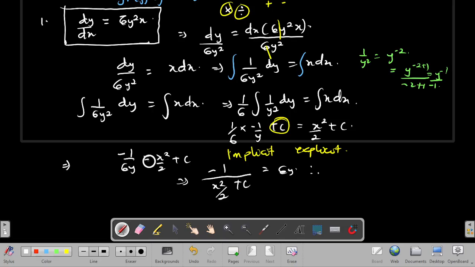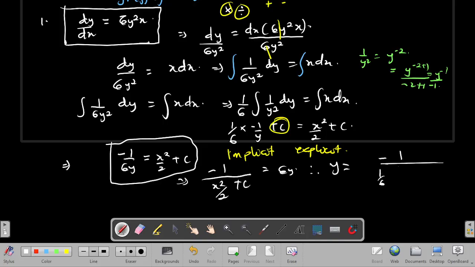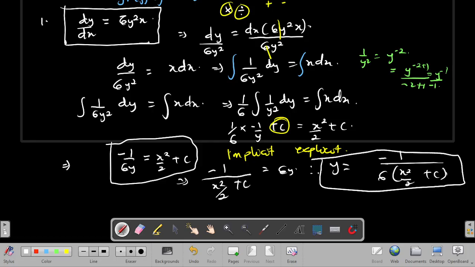But even at this point, it's enough for some problems. So therefore we can say that y is equal to negative 1 all over 6 outside brackets x squared over 2, since you're dividing by 6, so I have 6 outside. As simple as that. So this is a typical separable differential equation that we've solved here.